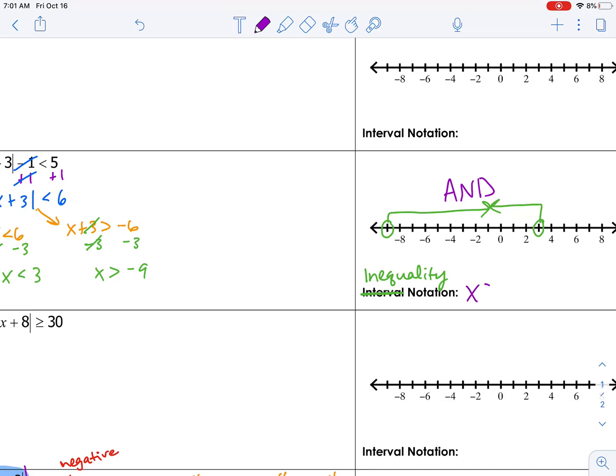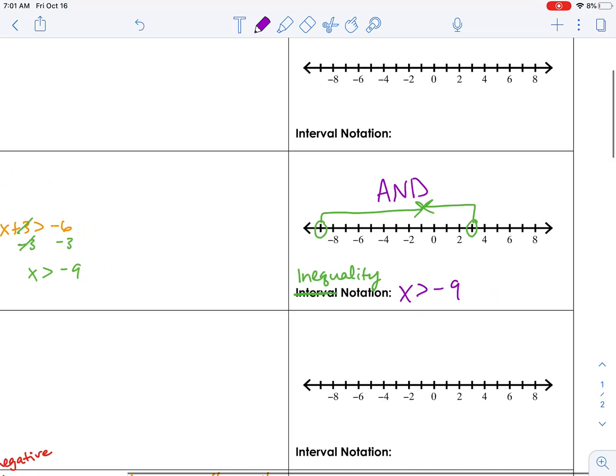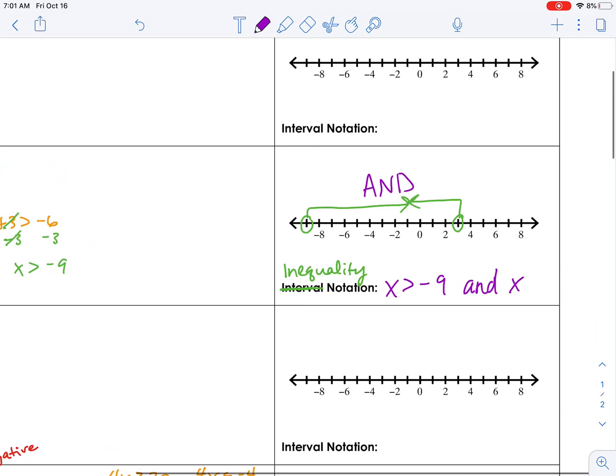So the inequality with the smaller number, x greater than negative 9 is first. I put the word and in the middle, and x less than 3 goes second.